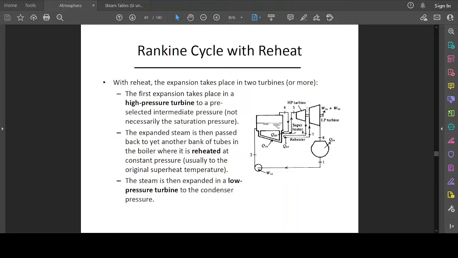So the high pressure turbine is where the initial superheated steam is passed through. Then it's passed back to a reheater, and it gets more superheated, and the steam is then expanded in a low pressure turbine here to the condenser pressure.